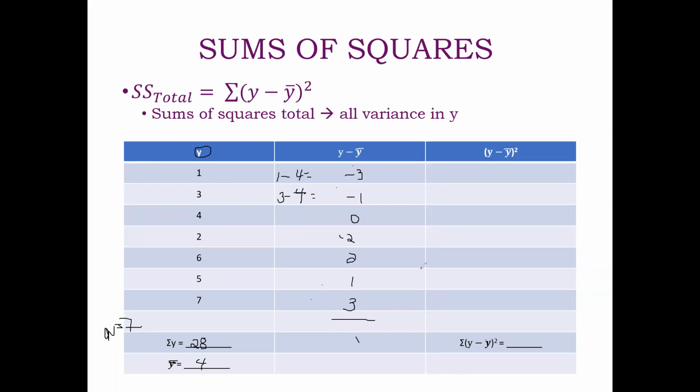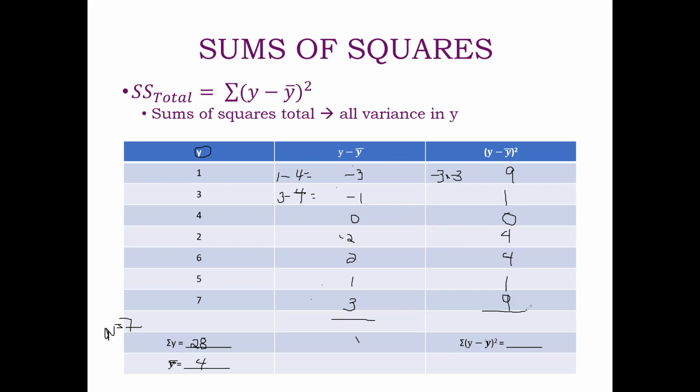Okay, so now we have to have the squared deviations. So negative 3 times negative 3 equals 9, right? Negative 1 times negative 1 equals 1. 0 times 0 equals 0. Negative 2 times negative 2 equals 4. 2 times 2 equals 4. 1 times 1 equals 1. And 3 times 3 equals 9, right?